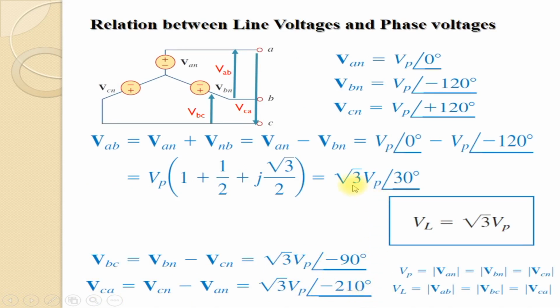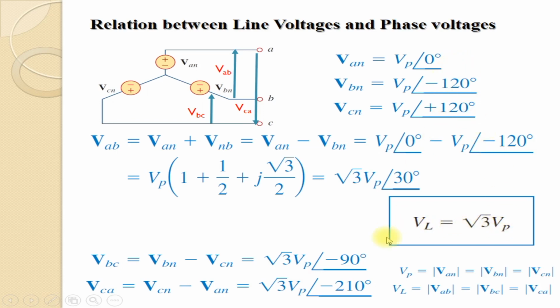So from here you can see that if you consider these three relations, VAB, VBC and VCA, all magnitudes are equal to root 3 VP, and the angles are respectively 30 degree, minus 90 degree and minus 210 degrees. If you consider VP as the phase voltage and VL as the line voltage, all these magnitudes are the same, and it is according to this relation: line voltage will be equal to root 3 VP.